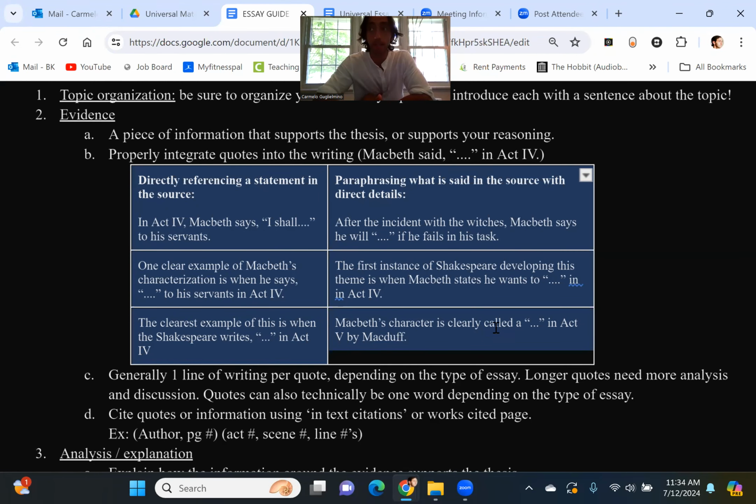So for example, I could write this: In Act 3 of Romeo and Juliet, Romeo proclaims, quote, "I am fortune's fool," unquote, after he kills Tybalt. Perfect. That was my writing with Shakespeare's quote smushed into it. That's sort of what we're doing here, all right?